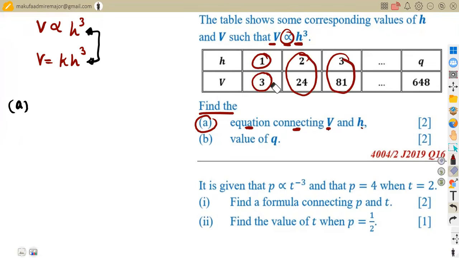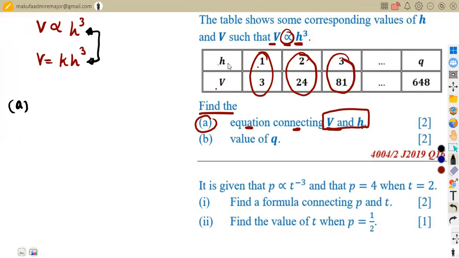Meaning to say, if I substitute whatever part that I want here, if I take the value of h as 1 and v at that moment as 3, I can calculate it. As long as you are taking the corresponding part, you can calculate the value of k, which is the constant, so that we remain with v and h. Remember, our answer is supposed to have v and h, not k. So we are going to substitute here.